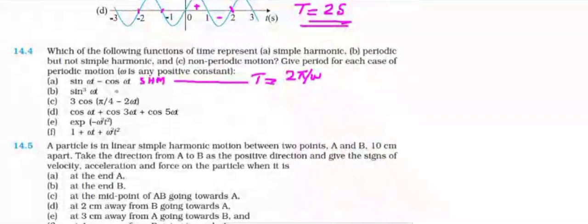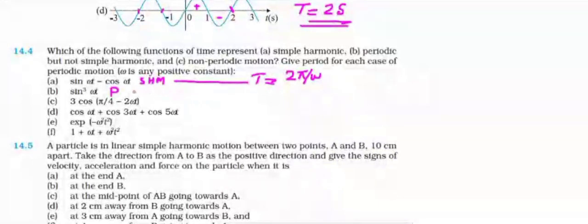Then next, part B, sin cube omega t. As it is a sine function, we can say it is a periodic motion. If it is a periodic motion, then what is the time period? Again, you can see omega here. So we can calculate the time period. Time period T is equal to 2 pi by omega.